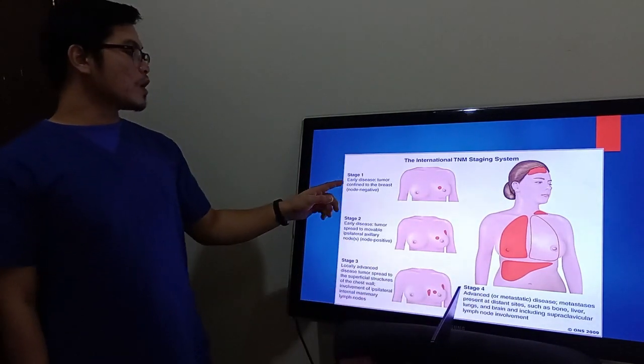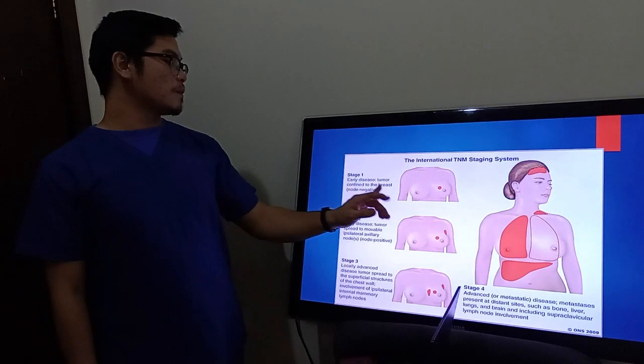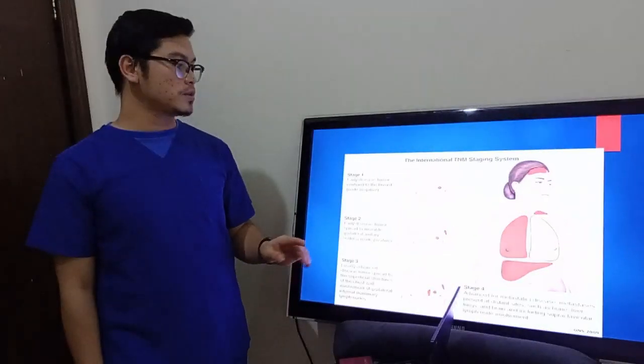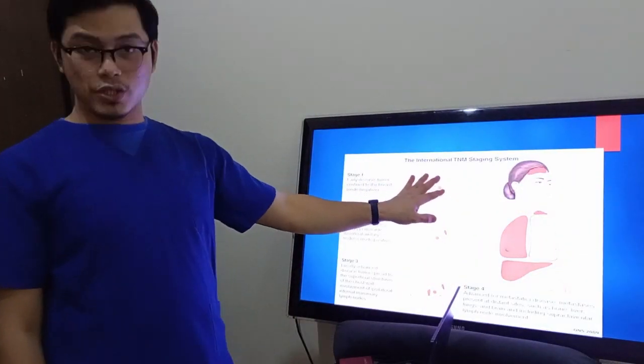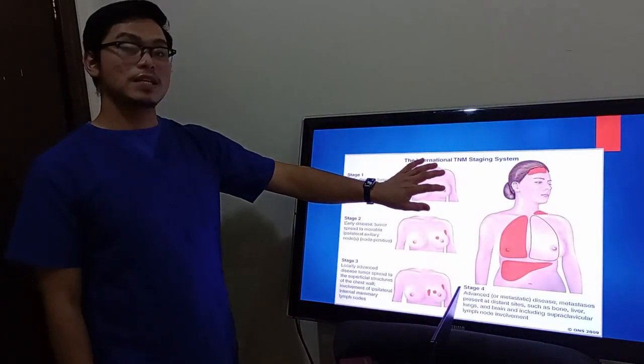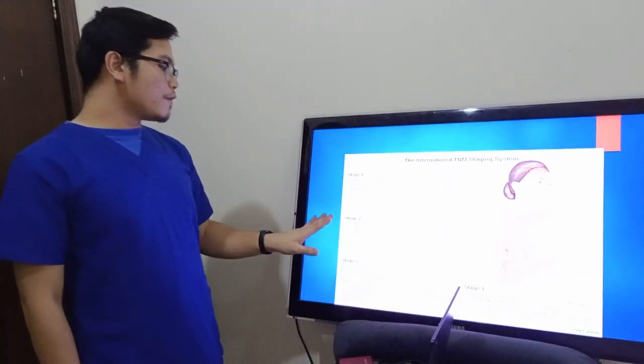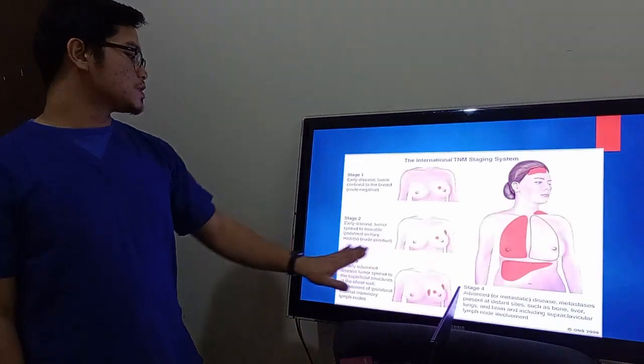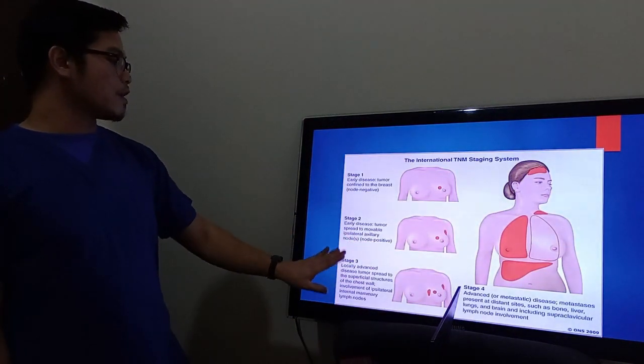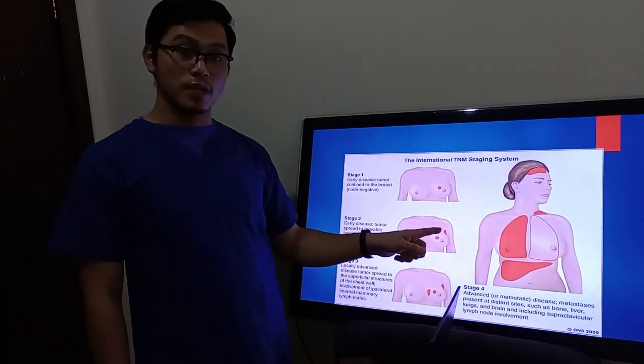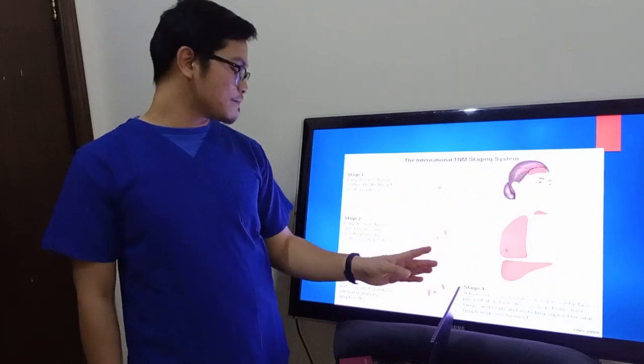As you see, stage 1 is an early disease, tumor confined to the breast, so there's no involvement of the nodes. So it can be an early detection, and the survival of the patient is higher. Stage 2 is an early disease, tumor spread to movable ipsilateral axillary nodes, so there can be an involvement of some nodes of the breast.